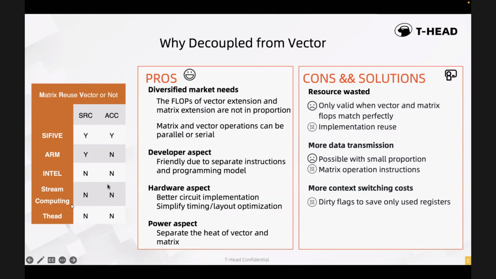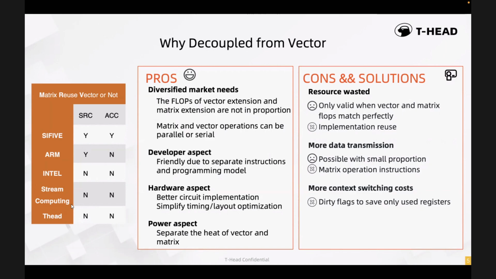What should we do in RISC-V architecture? We suggest decoupling the matrix extension from the vector extension with the following considerations. Let's talk about the pros first. The tightly coupled structure means that the flops of matrix and vector change proportionally. That is to say, the increase of matrix flops will lead to the increase of vector flops. The reduction of vector flops will also reduce the matrix flops at the same time.